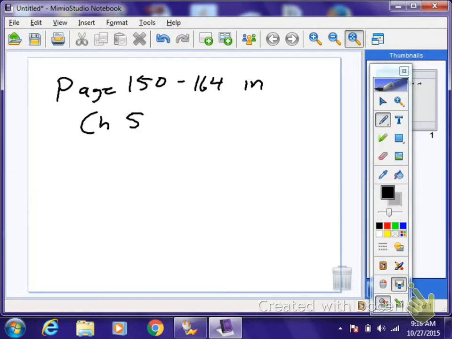Okay, so I'm going to go ahead and give the definition that's similar to the book. You can write that one down, or you can write this one down. They're just worded maybe a little different. This is atomic radii.